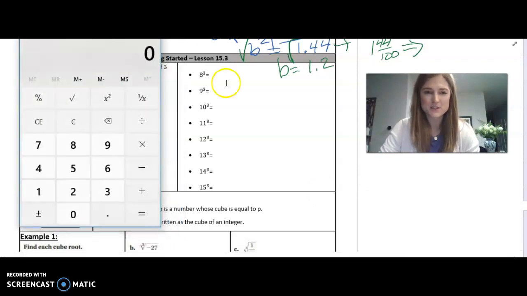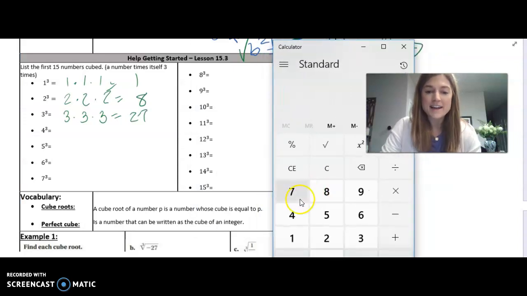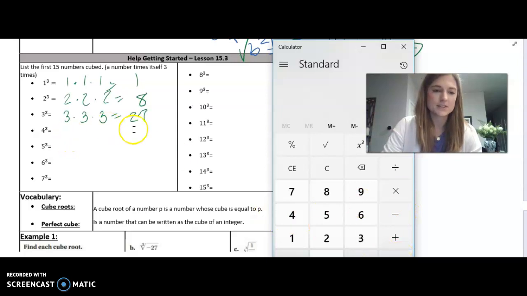It's kind of like the perfect squares. But if you don't understand it, or if they aren't coming as fast, it is okay to pull out that calculator. 4 times 4 times 4. The next one is 64.